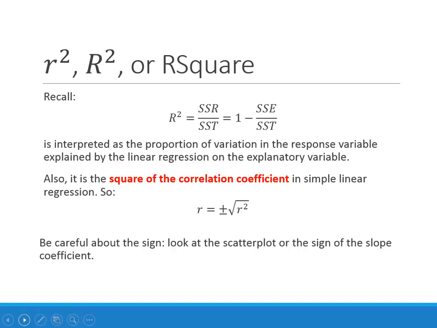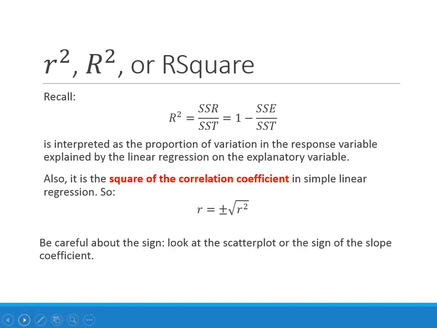That involves the sum of squares that we have from the ANOVA table. And we talked about the interpretation of that. So that's the proportion of variation in the response variable that's explained by the linear regression on the explanatory variable. But it's also, in this simple case here in Chapter 12, the square of the correlation coefficient. So that's kind of where the terminology comes from.